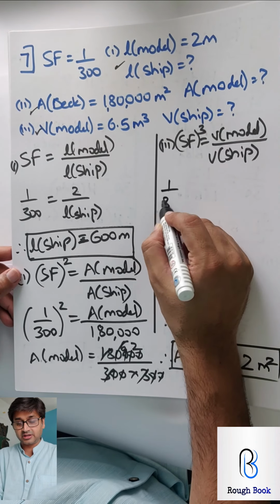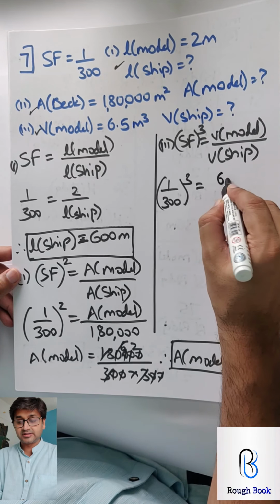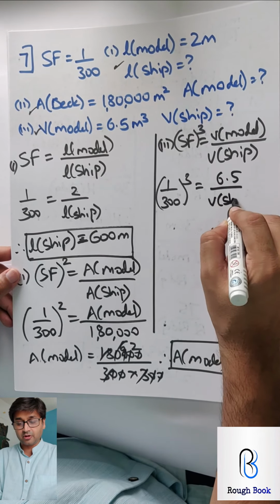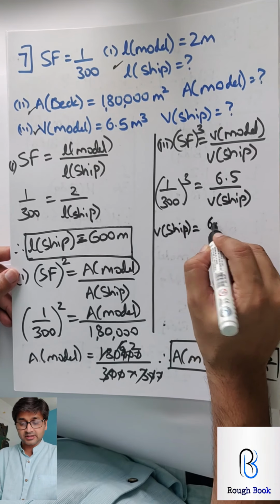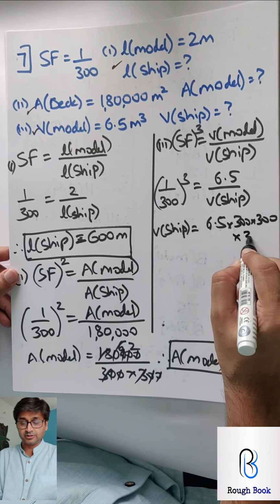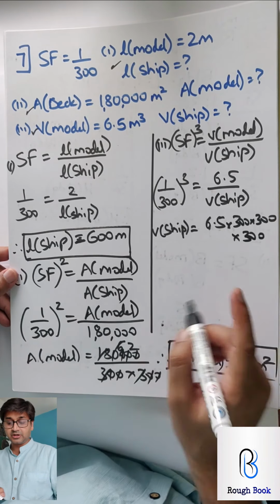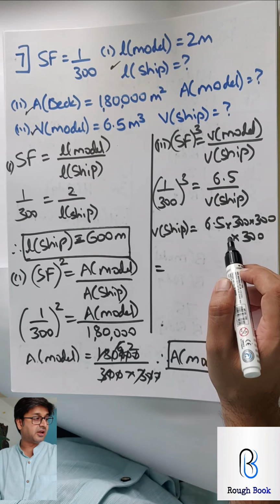Okay, so 1 by 300, the whole cube. Volume of model 6.5 upon volume of ship. So volume of ship is 6.5 into 300 into 300 into 300. No conversion because everything is in meters. So 27 into 65 is what I will have to multiply.